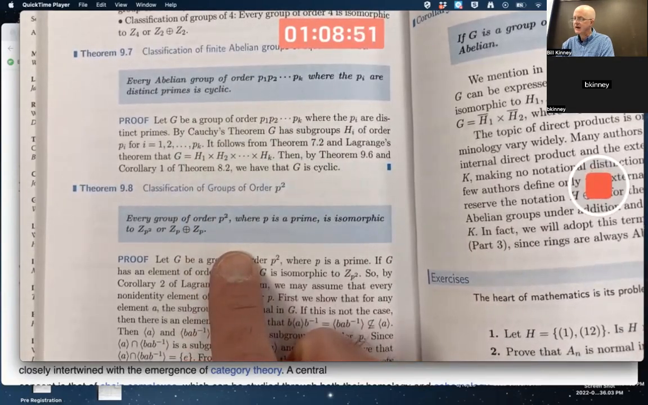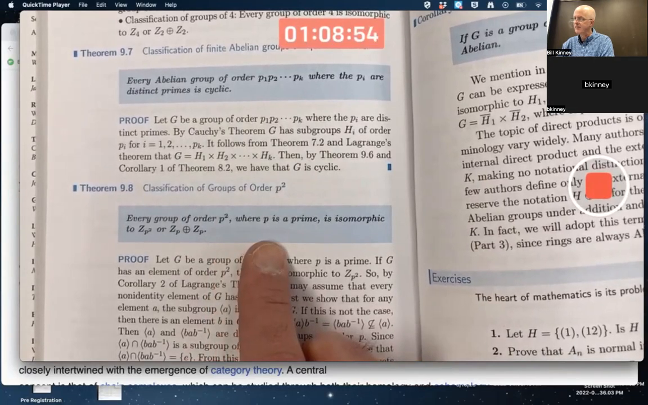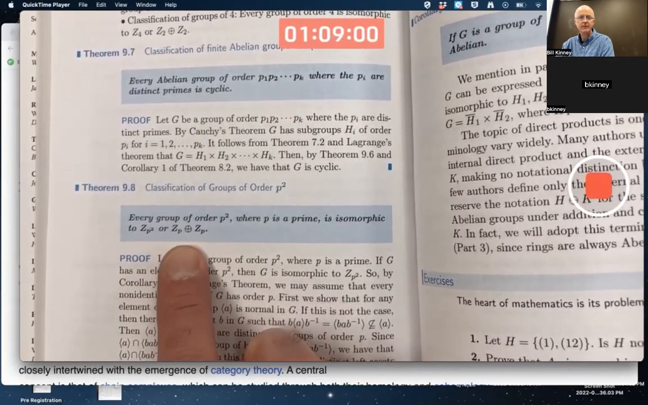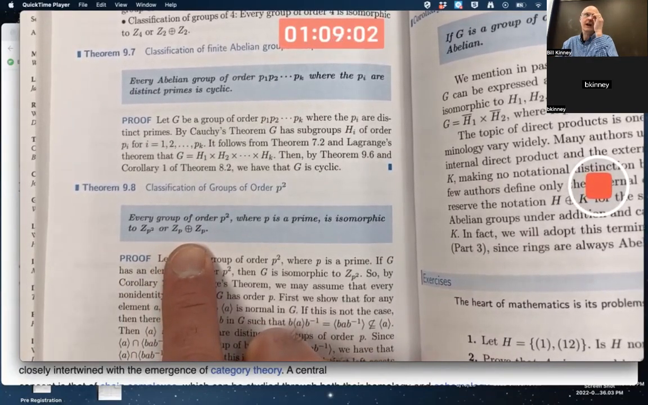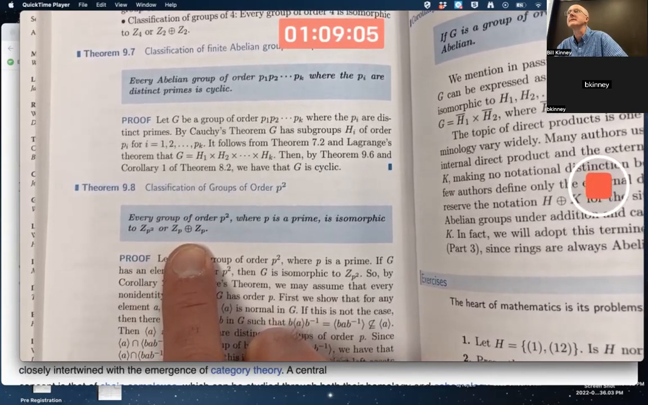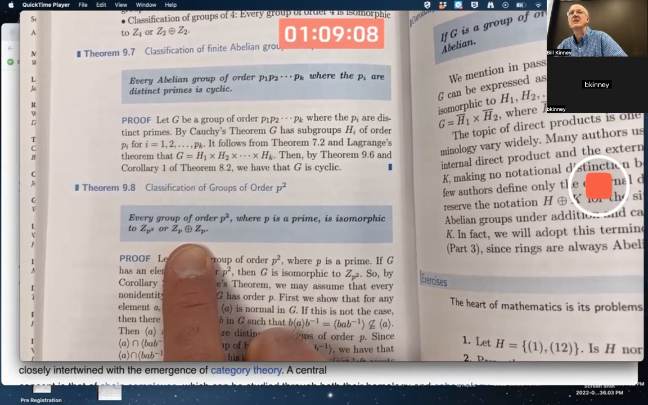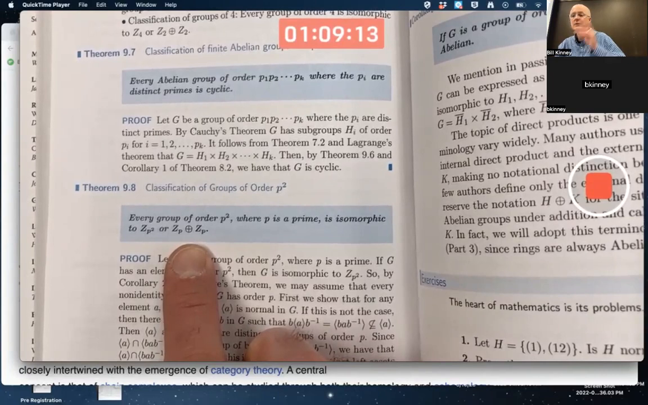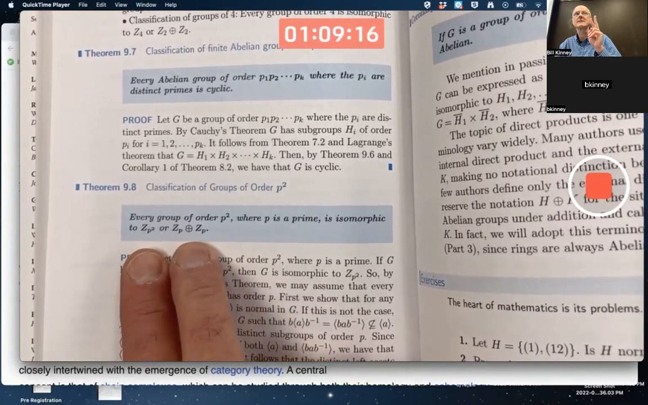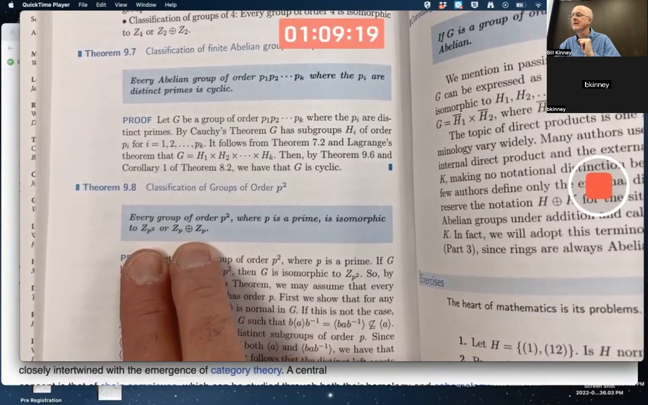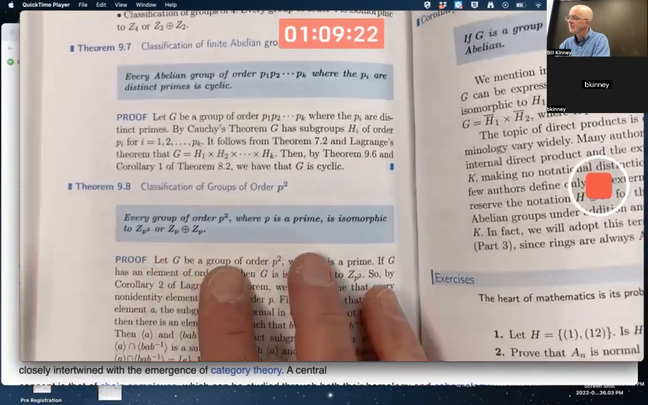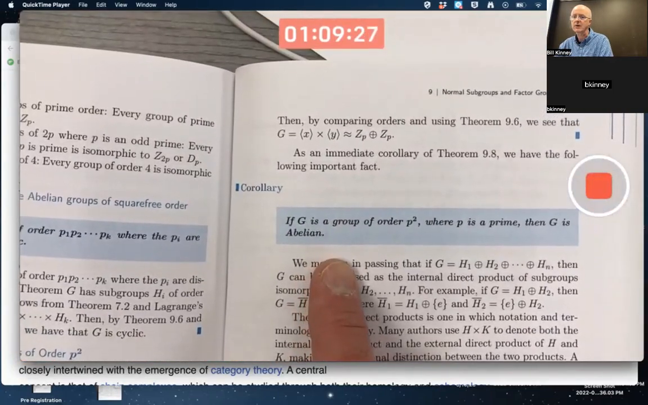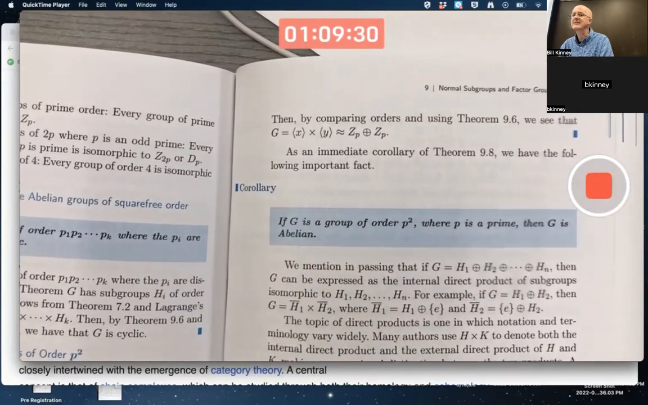This one is about classifying groups of order p squared where p is prime. It's isomorphic to either Zp squared or the external direct product of Zp with itself. So it's abelian. Any group of order p squared where p is a prime is abelian. Any group of order 49 is abelian. Any group of order 121 is abelian. In fact, there's only two possibilities for what it is isomorphic to. A corollary of that is any group of order p squared where p is prime is abelian. So these are classification theorems.